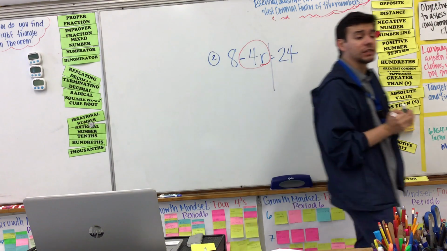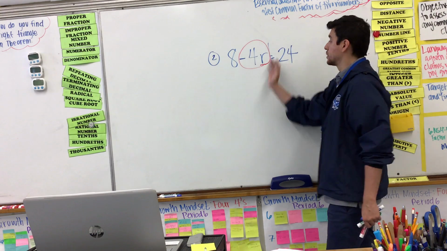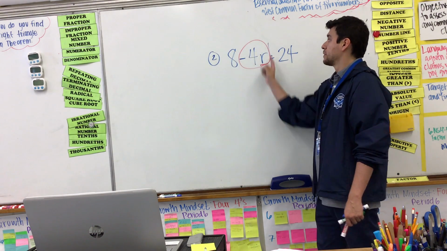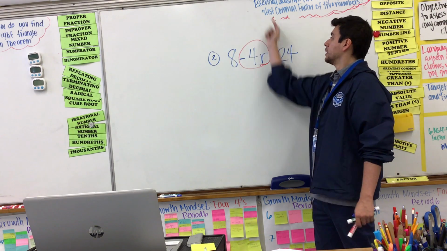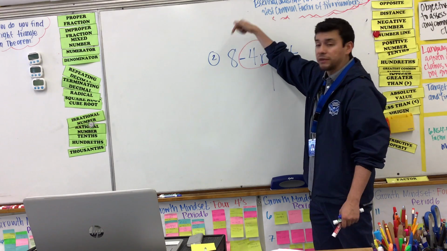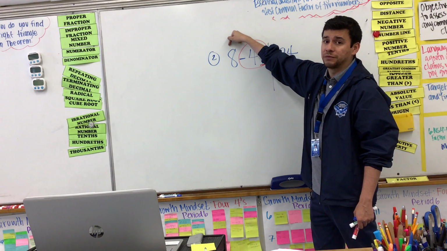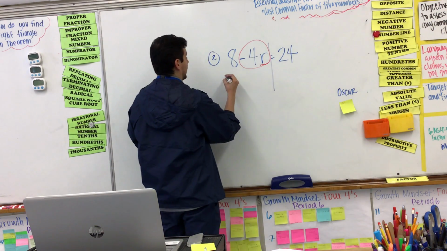Okay? So you focus on the side where the variable is at. Is the variable on the right side or on the left side? The bubble's on the left. So you focus here. Who's not inside the bubble? Well, the 8 is. What's the sign of 8? Well, it's a positive 8. So you do the inverse of a positive 8. The inverse of a positive 8 is a negative 8.